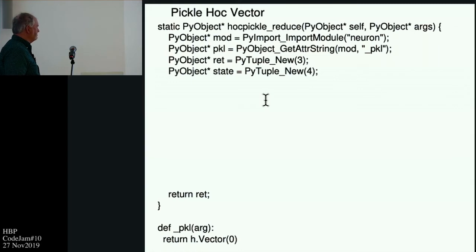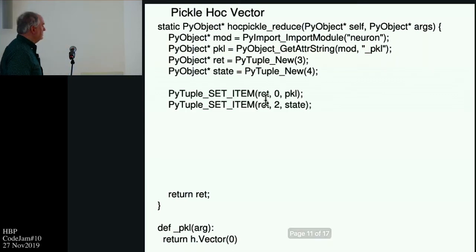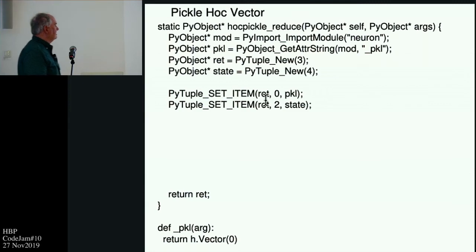That pickle function is merely a stub to return a Hoc vector in the form of a wrapped Python object to this function. And the return value of reduce is a construction of a new tuple of size 3, and part of that tuple is another tuple of state of size 4, and then we'll return ultimately this return object, that 3-tuple. Now, to set this up, the return object needs to know the callback, which gives, so to speak, a prototype of the Hoc vector, which is what this is here, returns a vector which is empty. And then also the return object in slot 2 contains the state.